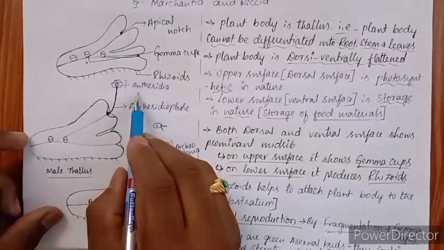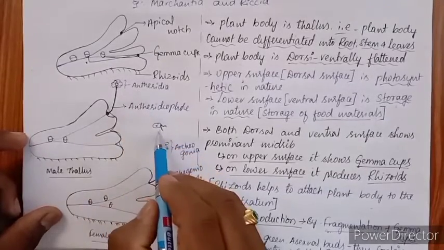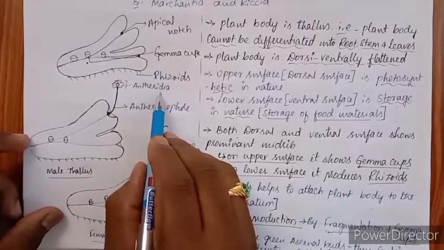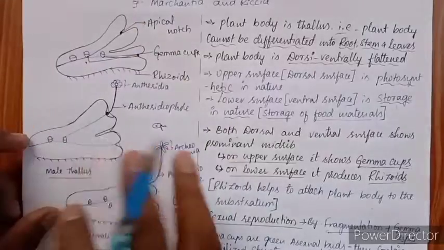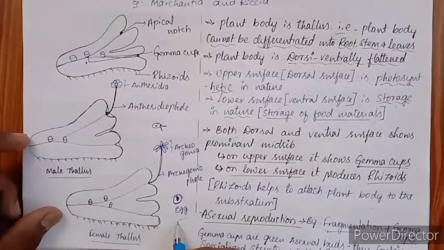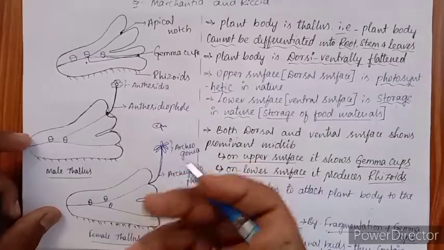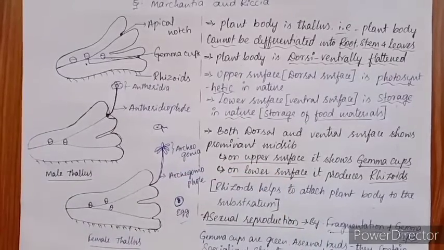Now, when they form these anthrozoids, they are released out of the antheridia and they swim in the water. They move towards the egg and fuse with the egg. That leads to the formation of the zygote. The process is called fertilization.